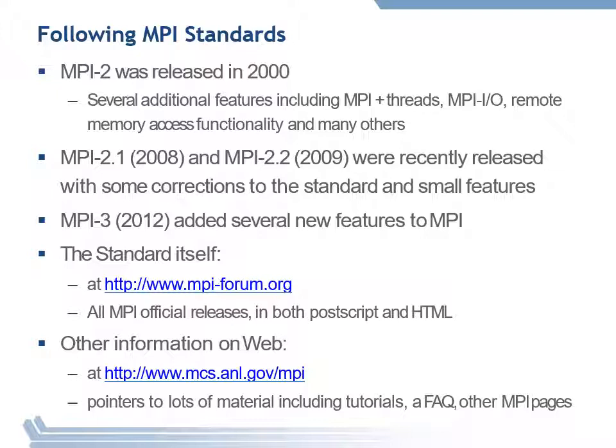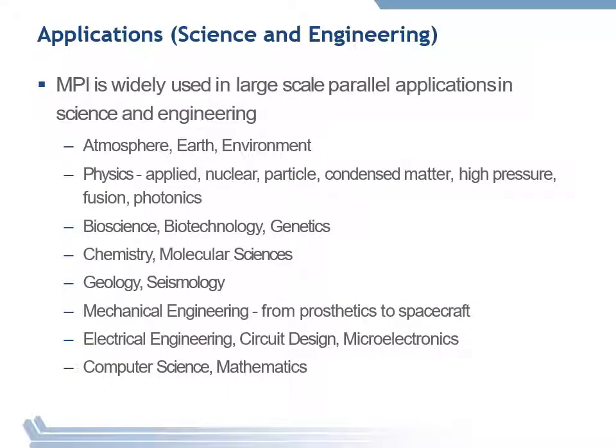So the MPI standards. The second version of MPI was released in 2000. It has several features, including threads and remote memory access functionality, and the later versions 2.1 and 2.2 were released in 2008 and 2009 respectively, and MPI 3 was released in 2012 with several new features added to MPI. So where is MPI used?